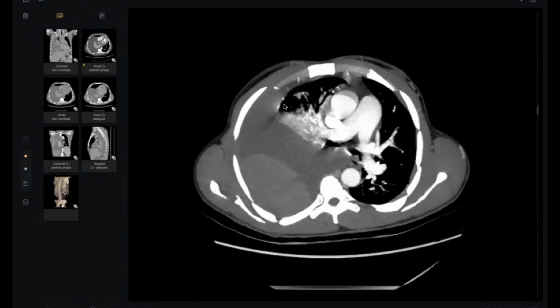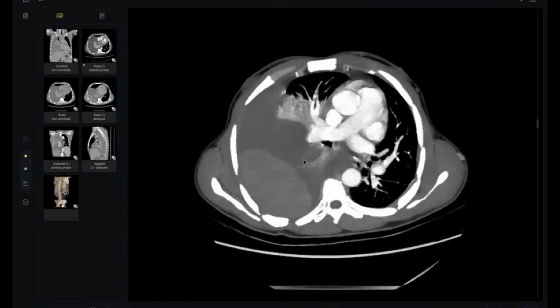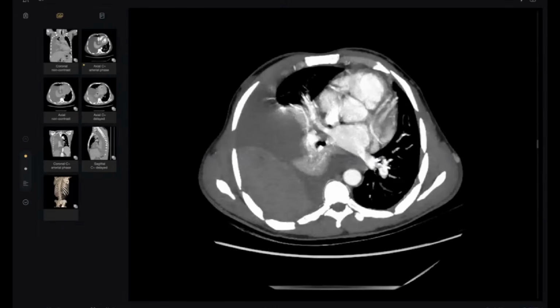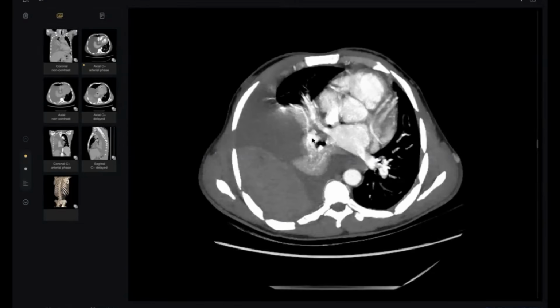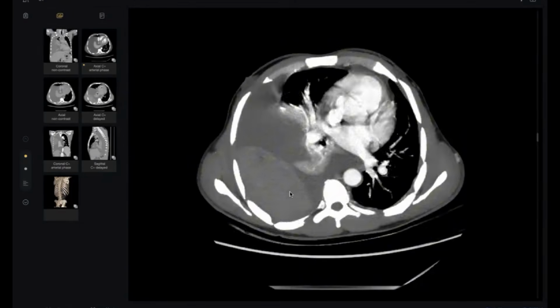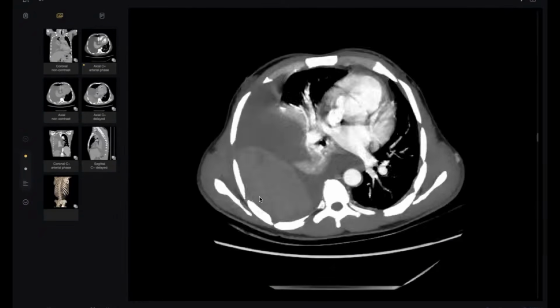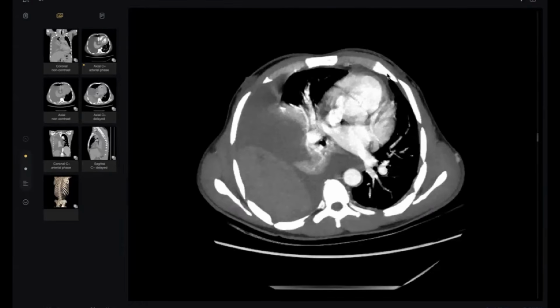How could you confirm this is not a mass with enhancement? Because I think the border of this structure is smooth and well-defined, not irregular. How could you confirm radiologically this is not a mass? It is like you said, hematoma. Because in my opinion, it is an enhancing mass. How could you prove it? Okay, I will check the pre-contrast.